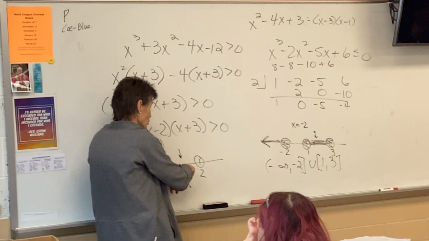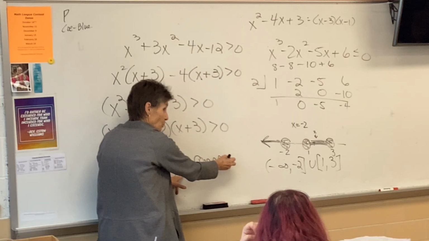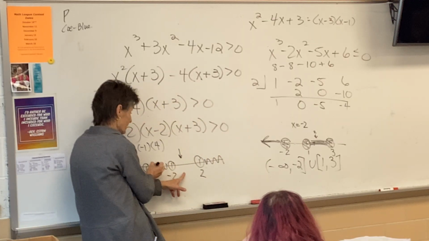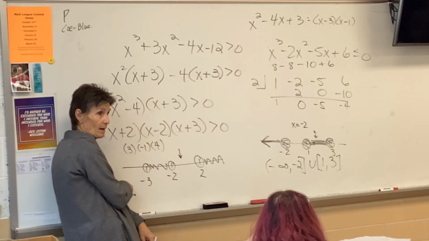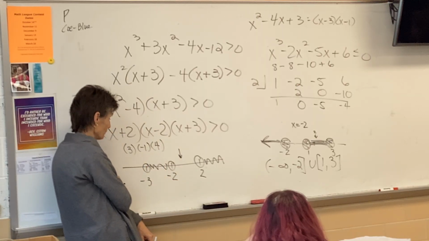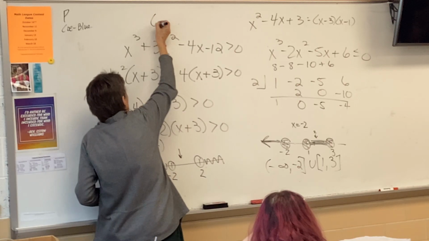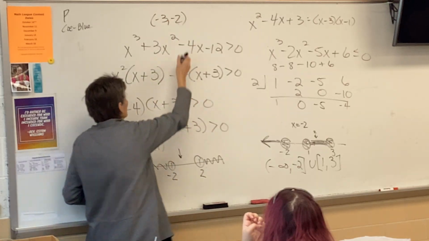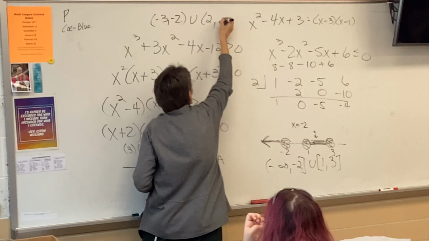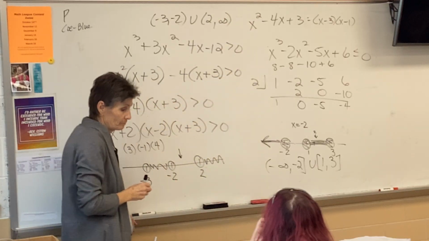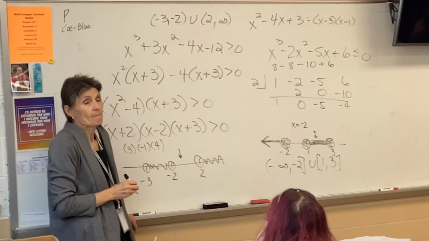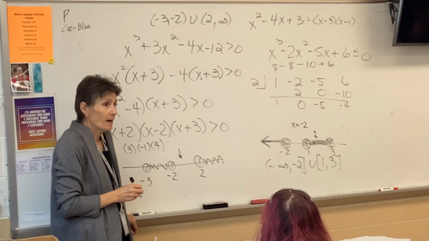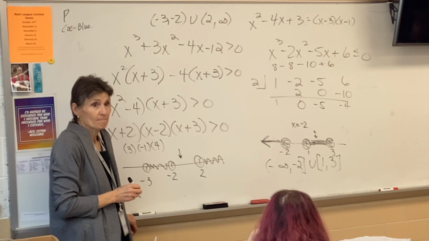And if you're not shading that one, you will shade this one. And you will shade this one. And you won't shade that one. So your answer is negative 3 to negative 2. That's this section. Or 2 to infinity. Are you guys pretty easy? Easy.